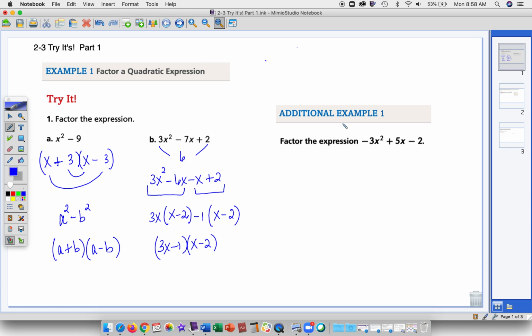Okay, here's an additional example for example 1. Again, we have 6 when we multiply negative 3 times 2, and this time I want to get factors of 6 that'll add up to 5x. So let me rewrite this. That would be 3 and 2, so it's negative 3x squared plus 3x plus 2x minus 2. So again, I've rewritten that 5x using factors of 6.